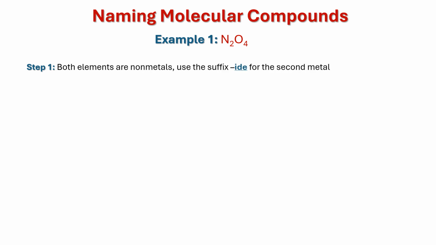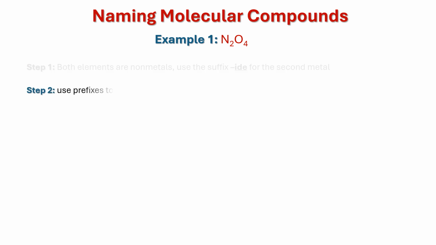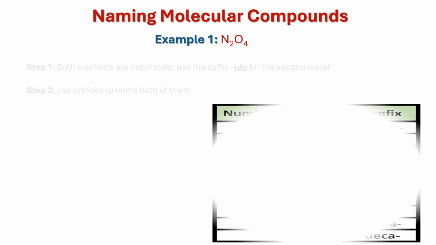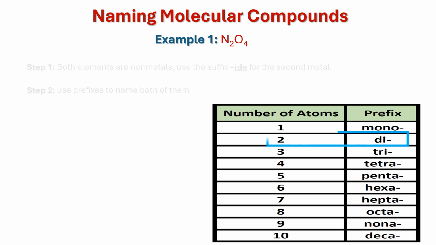So we're going to change the suffix of the second one to ide. The first nonmetal will keep its normal original name, like N is nitrogen, so we'll use the name nitrogen. But oxygen, we're going to change the ending to ide. We're going to use prefixes to name both of them because we have N2 and O4. For the prefix 2, it should be named di, and for the prefix 4, the word for it is tetra.